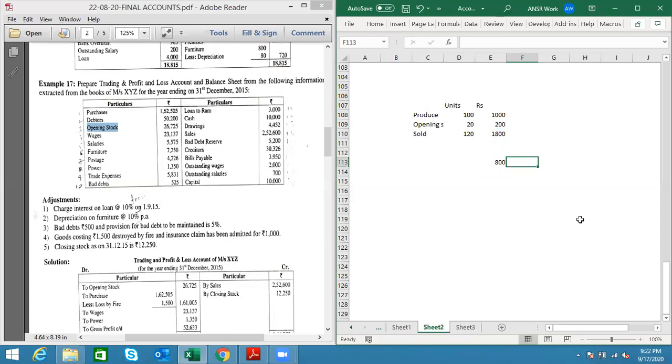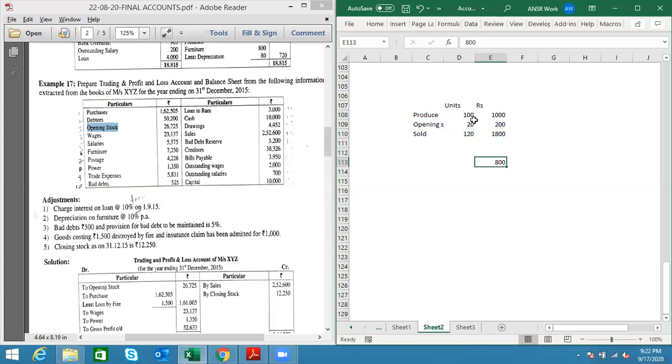Okay. Let me ask you a question then. How many units have you sold? 120. The cost that you are comparing the revenue with, for how many units is that? 1,800 rupees we earned by selling 120 units. But you are taking 1000, for how many units? 100 units, right? So 1800 is for 120 units, and 1000 is for 100 units. How can you compare both? You have to compare with the whole stock. Whatever product we have sold during the year, the cost of the whole product we have to compare.